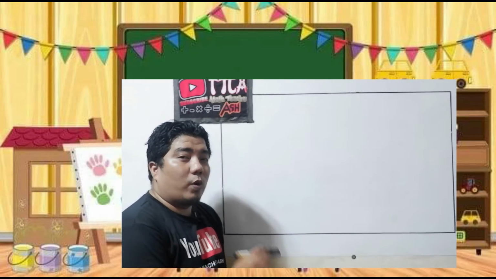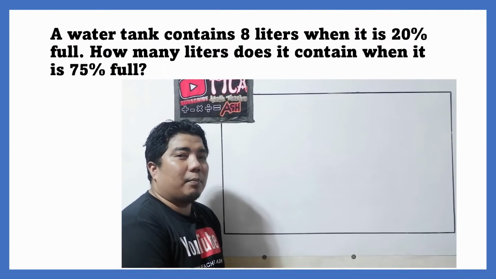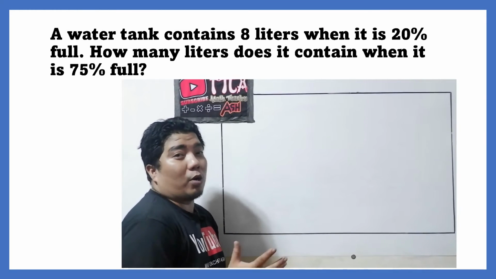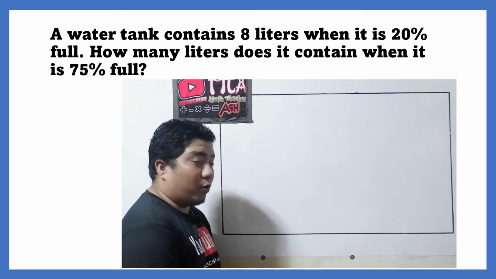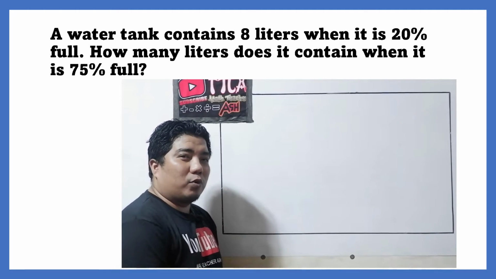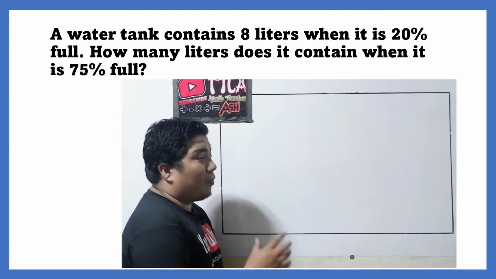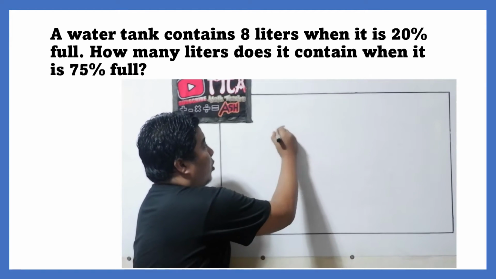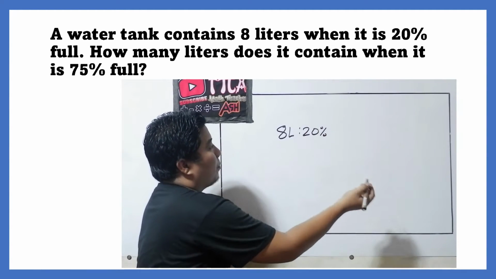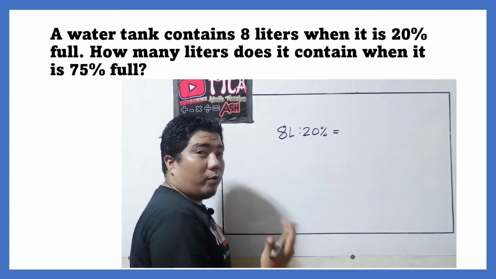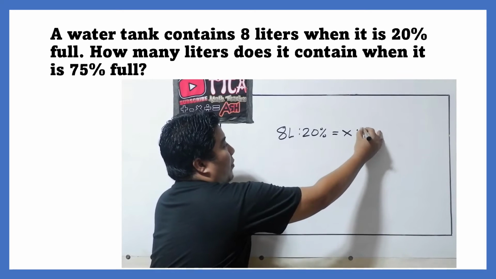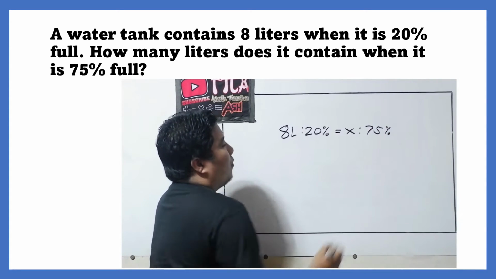Okay, math learners, to answer the first problem, this is an example of ratio and proportion. Now, the ratio talks about the comparison of two quantities, and the proportion talks about the equality of two or more ratios. So the first ratio here is 8 liters is to 20% of the tank, while the second ratio is asking for the x liters if it is 75% full.